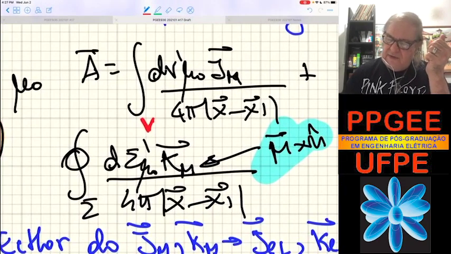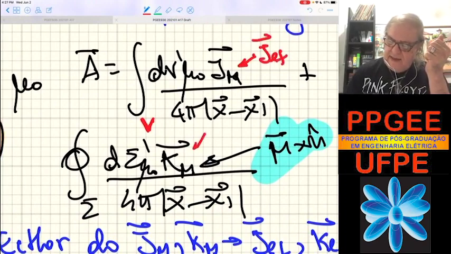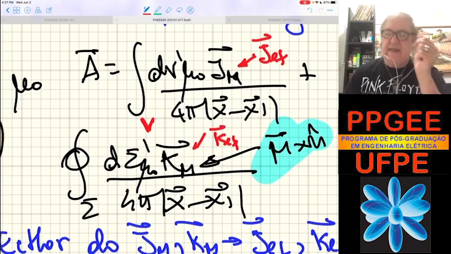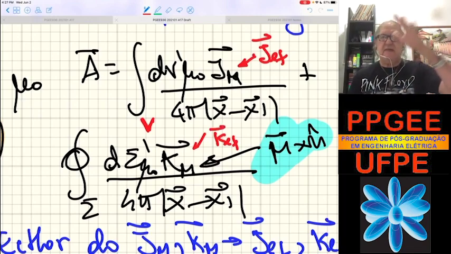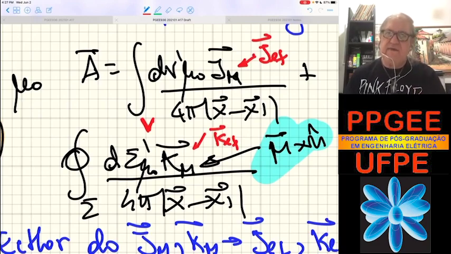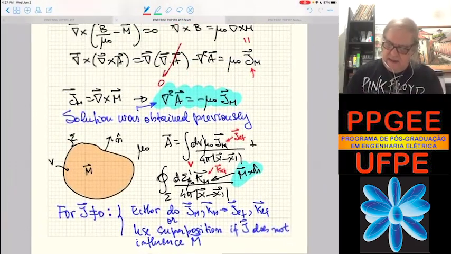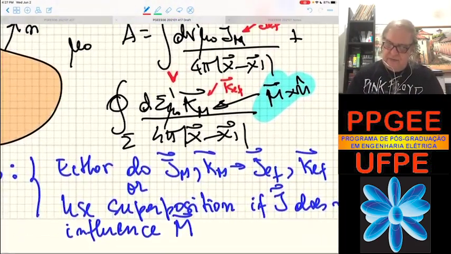So here what you have to do is just replace this one by J effective and this one by K effective. Because if you have some surface current density due to free carriers, you have to add that term too, if you don't do the integration in the entire space. Okay? So that's what you do.